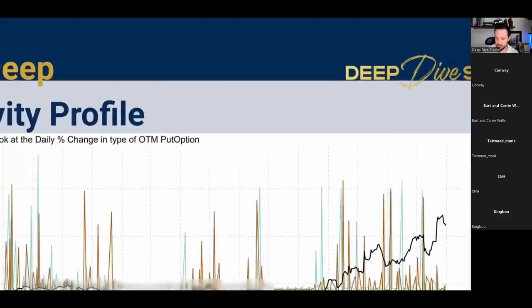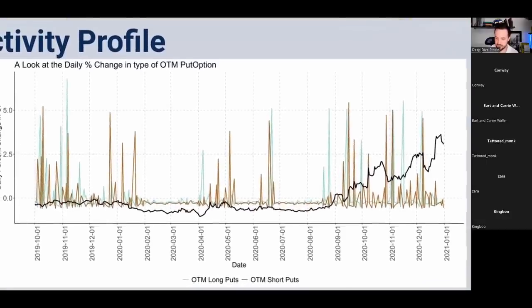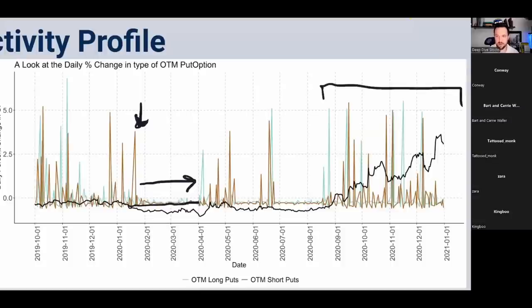I was always curious about the puts, and it looked like the puts were a main force in GME, so I removed the calls. Calls are pretty boring, and I looked at the puts. Now we can really see how opportunistic these puts were. Especially starting here, someone becomes very good at timing the market. Here's a spike of dealer short puts, and as GME depreciates from that point on, we see little activity in the puts. They just slowly bleed out.